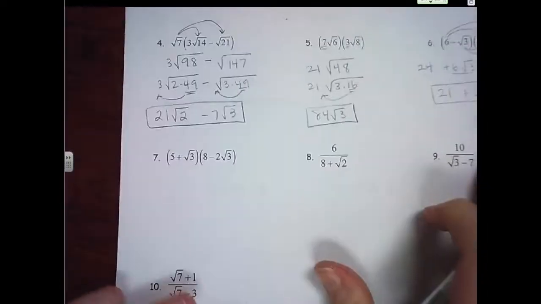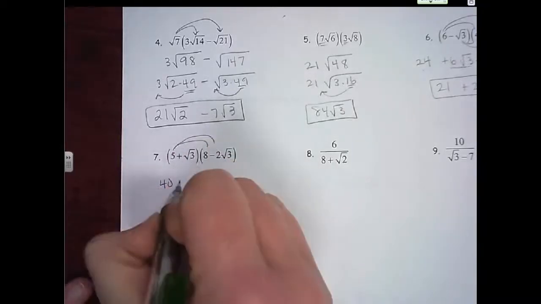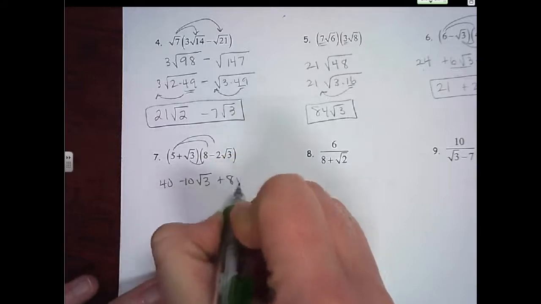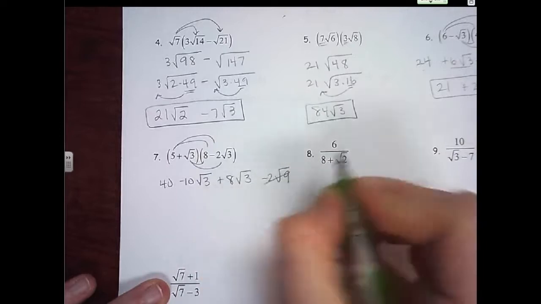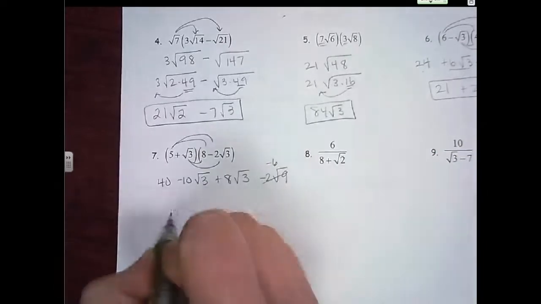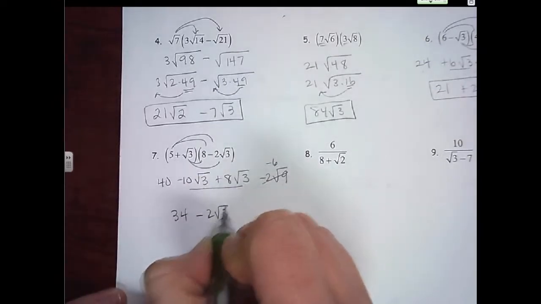Number 7, same thing. Let's multiply. FOIL. 40 minus 10 square root 3 plus 8 square root 3 minus 2 square root 9. So this turns into negative 2 times 3, which is negative 6. So 40 minus 6, 34 minus 2 square root 3.